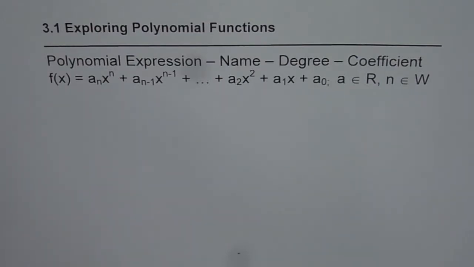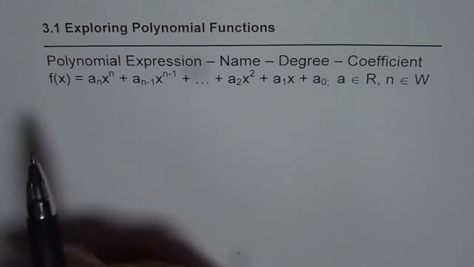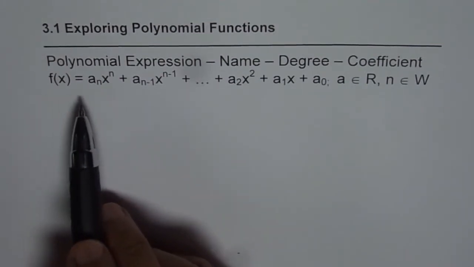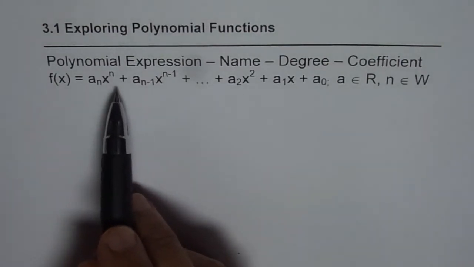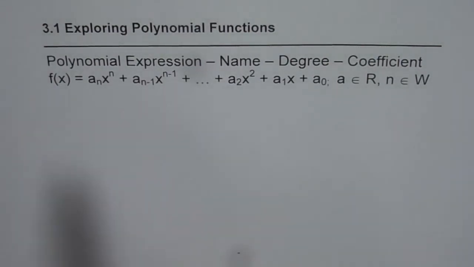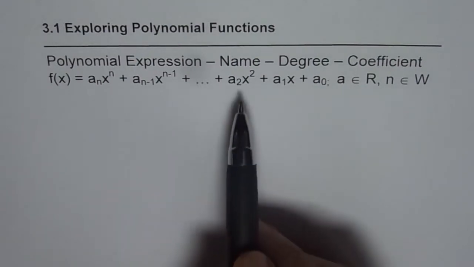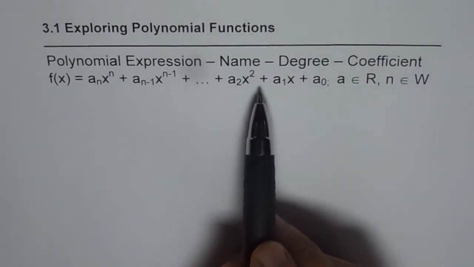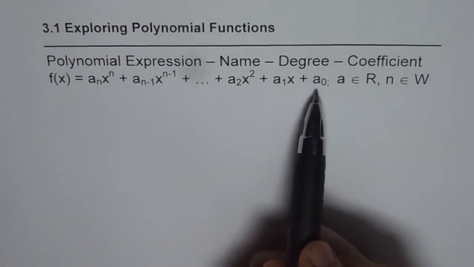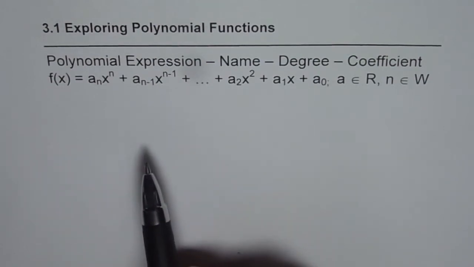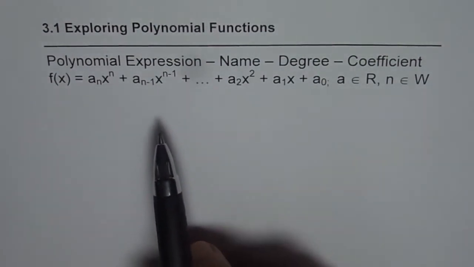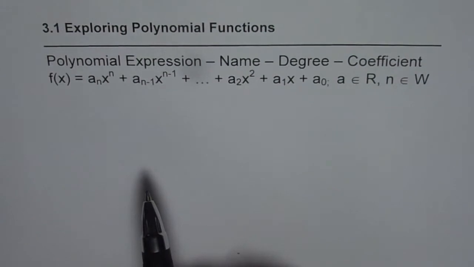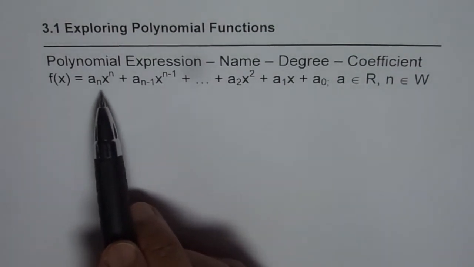So this one is understanding polynomial expression. f(x) equals a_n x to the power of n plus a_(n-1) x to the power of n minus 1 plus and so on, a_2 x squared plus a_1 x plus a_0, is a general expression in standard form for any polynomial. Here, the a's are the coefficients of variable x.